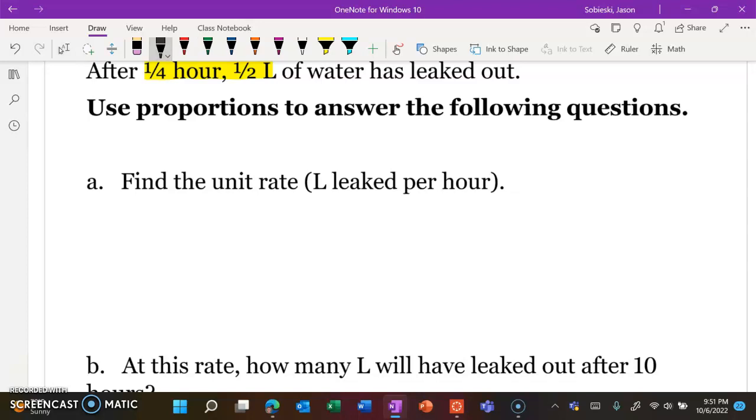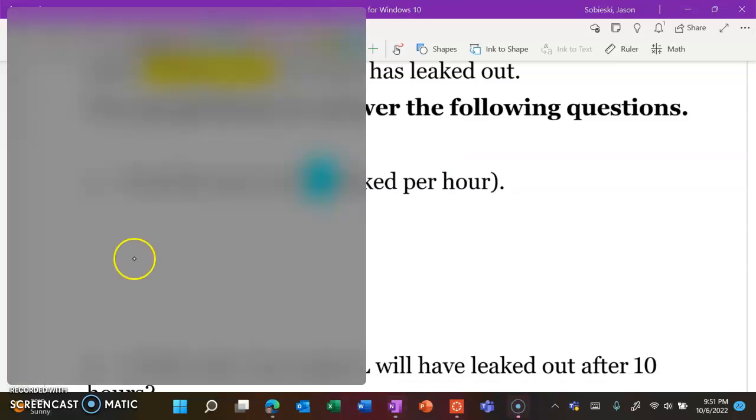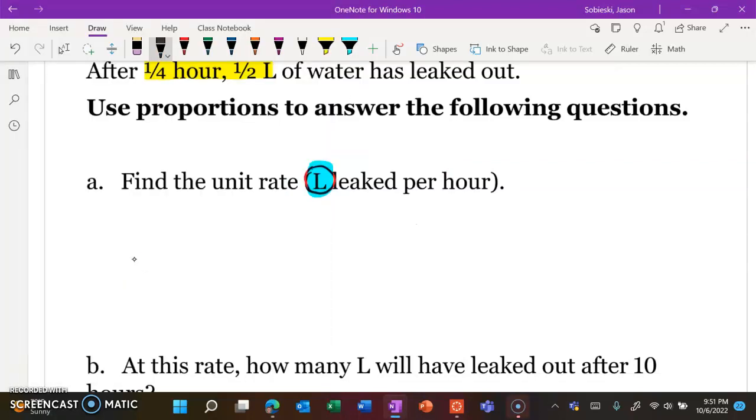So part A wants us to find the unit rate, or in other words, the amount of liters leaked in 1 hour. So you have to ask yourself, are you trying to find an amount of liters, or are you trying to find the amount of hours? Well, we know when it says per hour, we're talking about 1 hour, and we're trying to find the number of liters. If we're trying to find the number of liters, that's going to be our numerator. Okay? So when we set up our proportion, again, which is two fractions set equal to each other, like this, liters will always be in the numerator if that's what we're solving for, meaning hours must go in the denominator.